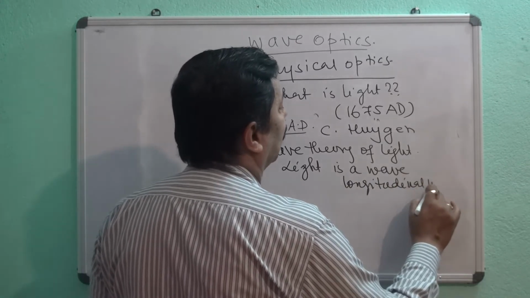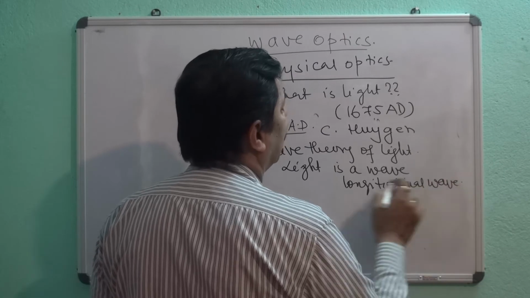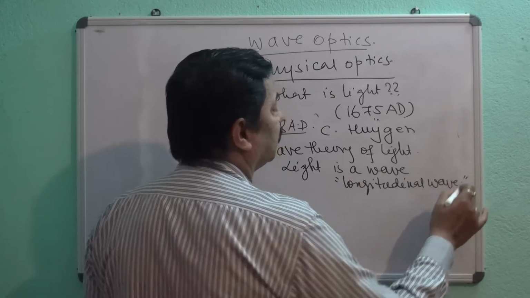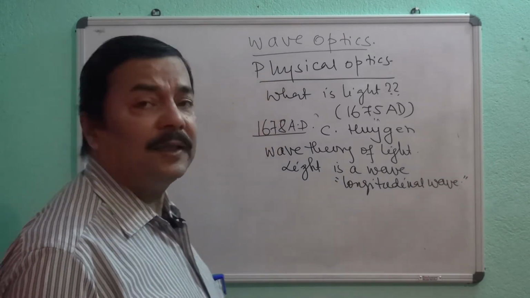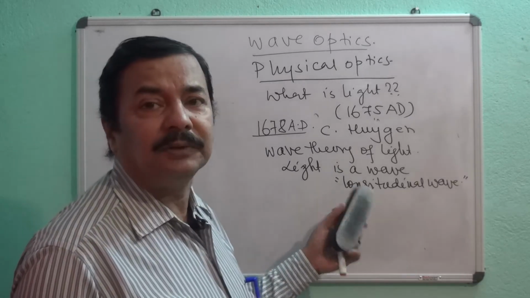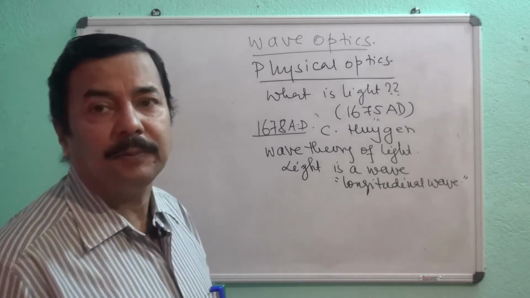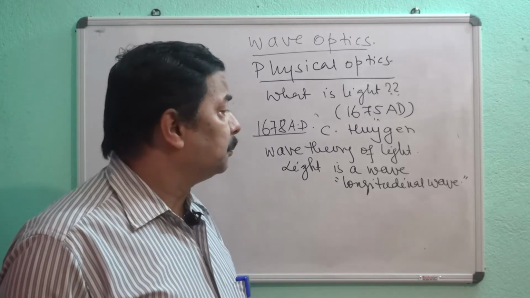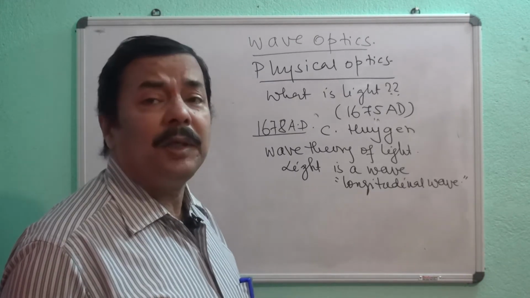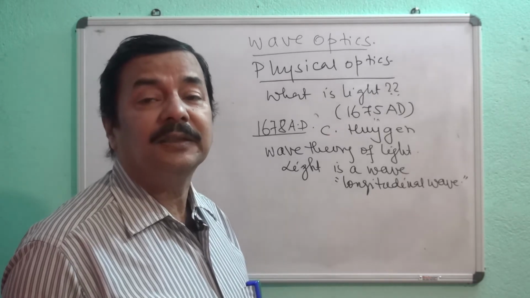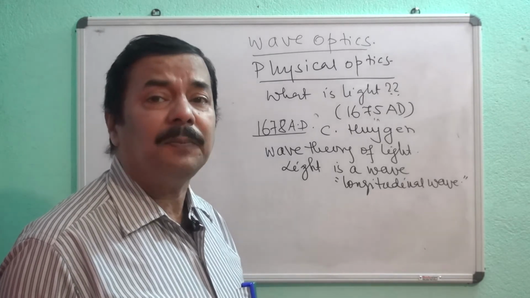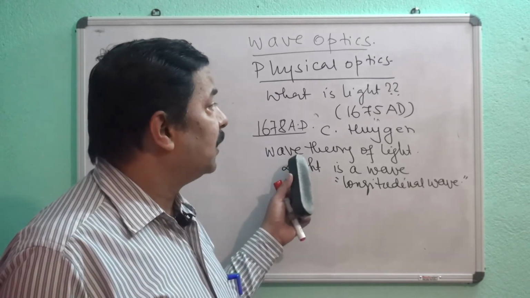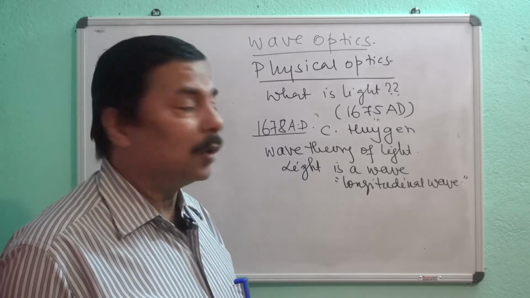Longitudinal wave. Why did he say light is a longitudinal wave? Because at the time of this discussion, sound was known to the physical society. People had the idea of sound, and they knew that sound needs a medium and that sound is a longitudinal wave. On that basis only, Huygens said that light is a longitudinal wave.